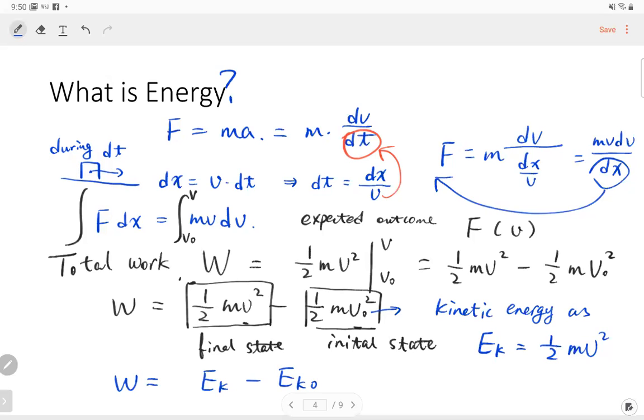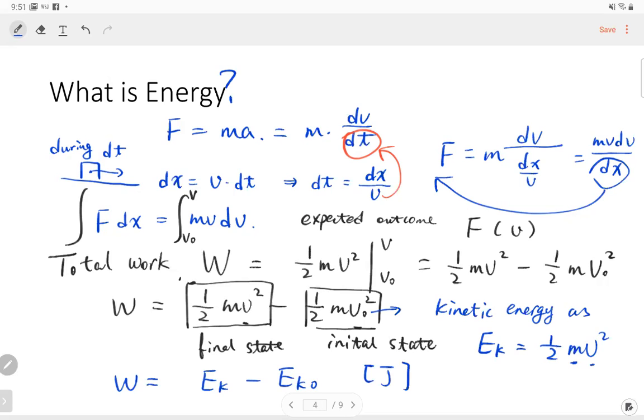The kinetic energy depends on the mass of the object and the velocity of the object. If the object has a very high speed, then the kinetic energy is very high. And if the mass is great, then the kinetic energy is also great. So this is how we define the kinetic energy. And the unit of the kinetic energy is the same as the work. So energy has joules as its unit.